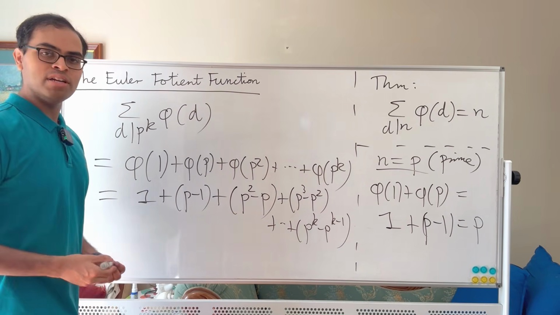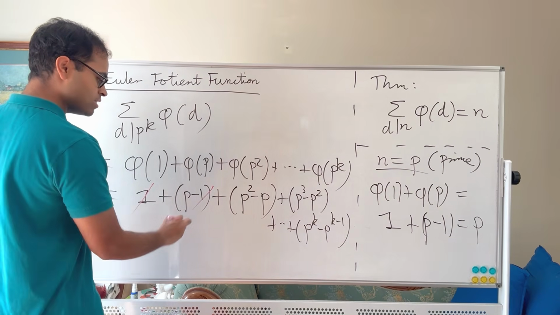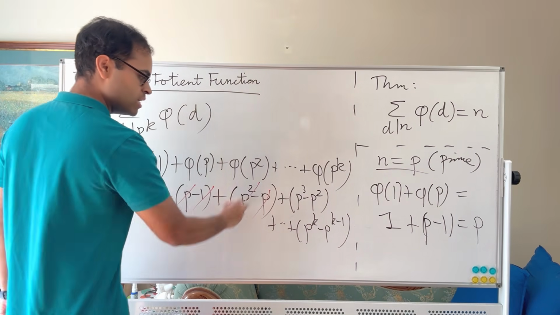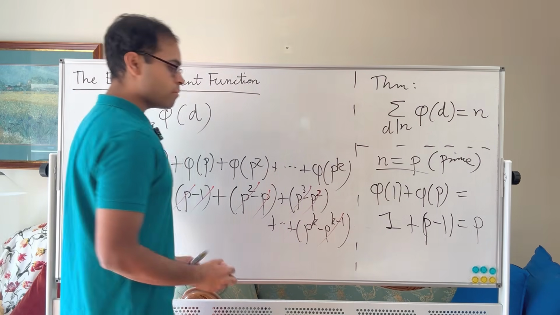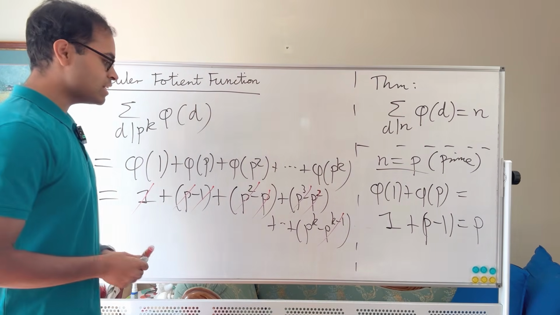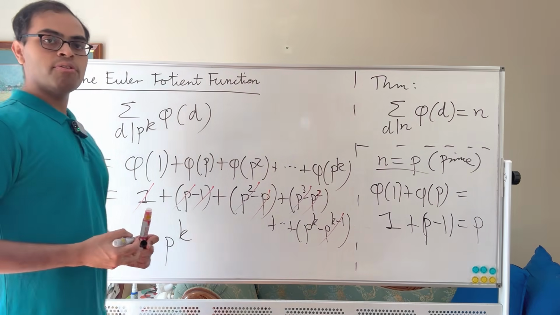I'm just going to show it to you in red markers. I love doing this when you're doing math calculations. 1 cancels, minus 1; p cancels, minus p; p squared cancels, minus p squared. It keeps on going all the way up to p to the k minus 1, minus of that cancels, and we actually just end up with p to the k, and that is Gauss's theorem for prime powers.